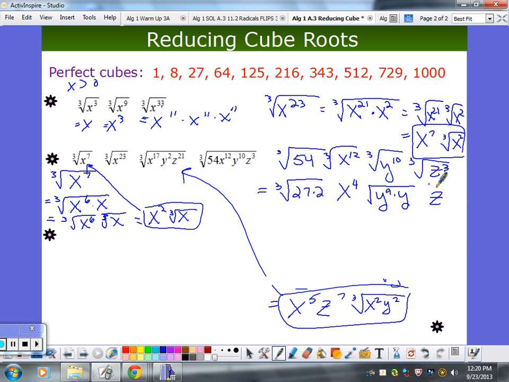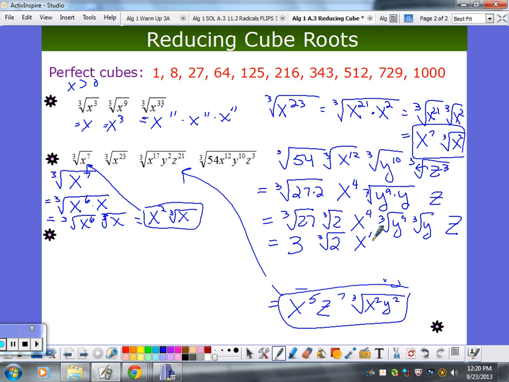Look, outside the radical, you've taken the root. Take it out. You need to make a little arrow to remind yourself it's outside the radical. So now I've got the cube root of 27 times the cube root of 2. The x to the 4 is out. Cube root of y to the 9, cube root of y, split those apart, and z is out. No radical there. The cube root of 27 is 3. Cube root of 2, can I do anything with that? It's already in simplest form.